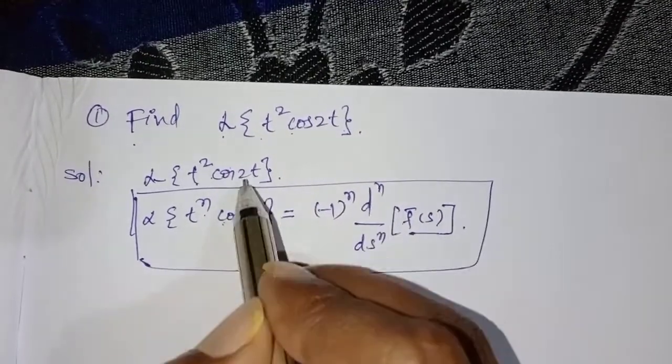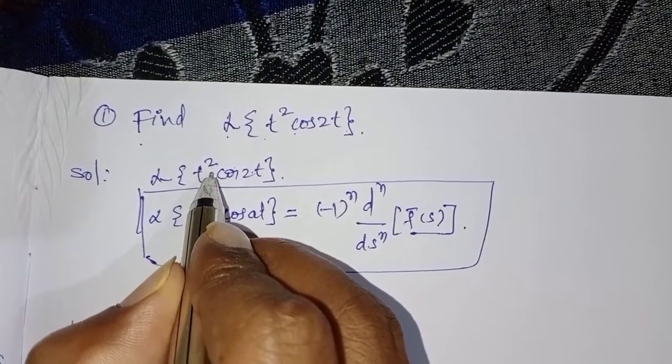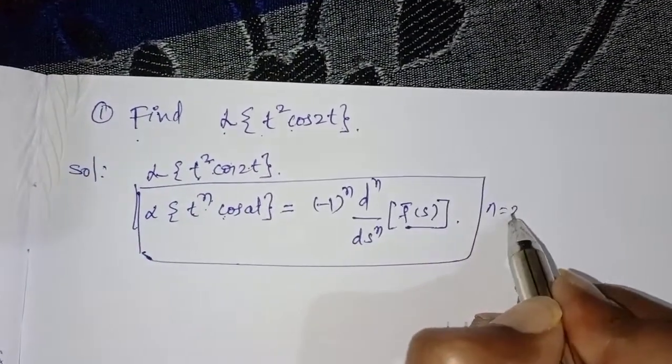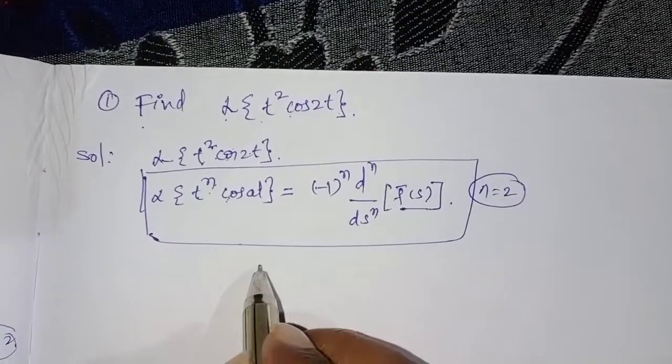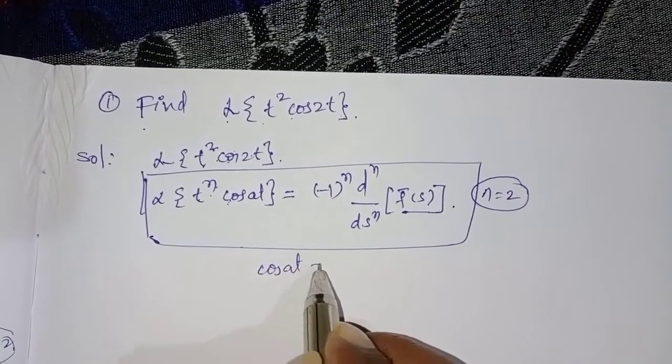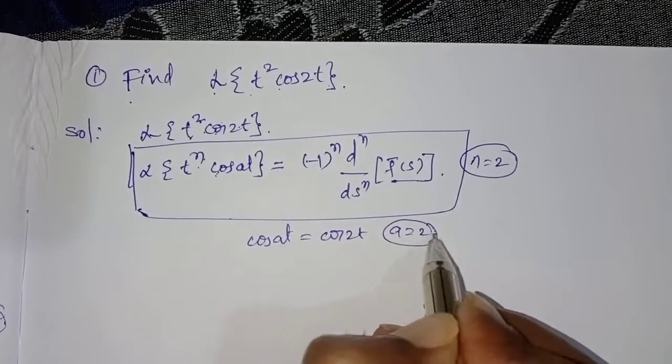See, if we compare these two, here t power n, here t power 2, so n is equal to 2. Here cos at, here cos 2t, so cos at is equal to cos 2t, so here a is equal to 2.